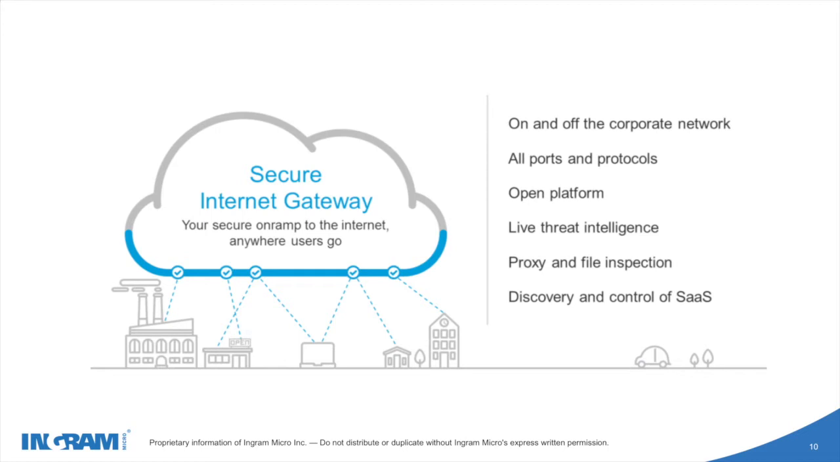A secure internet gateway provides safe access to the internet anywhere users go, even when they're off the VPN. Before you connect to any destination, a SIG, Secure Internet Gateway from Cisco Umbrella, acts as your secure on-ramp to the internet and provides the first line of defense and inspection. Regardless of where users are located or what they're trying to connect to, the traffic goes through the SIG first.